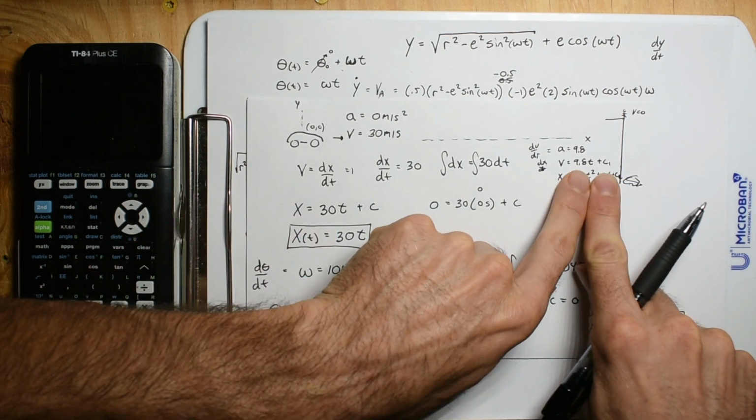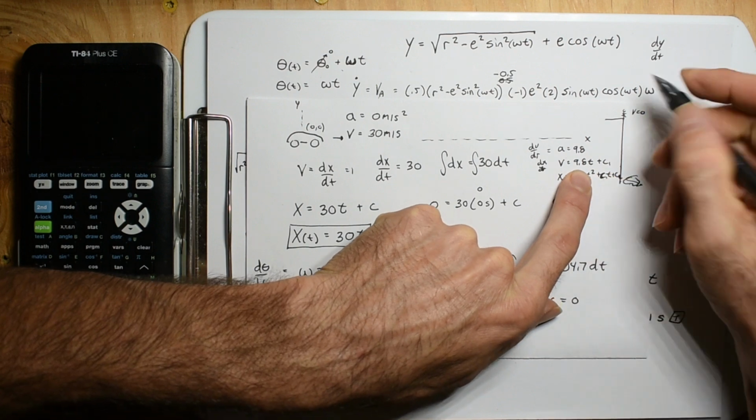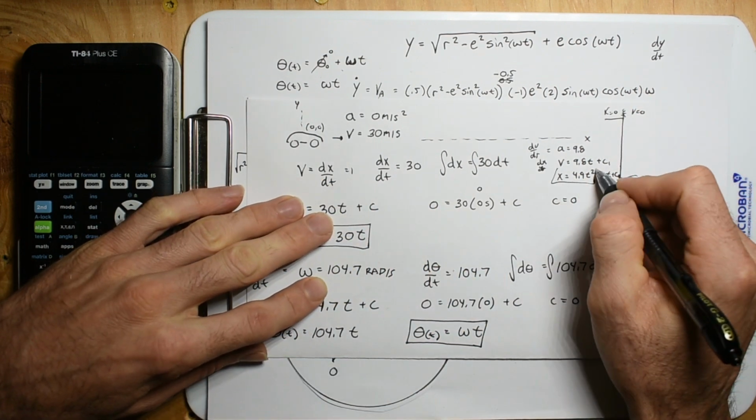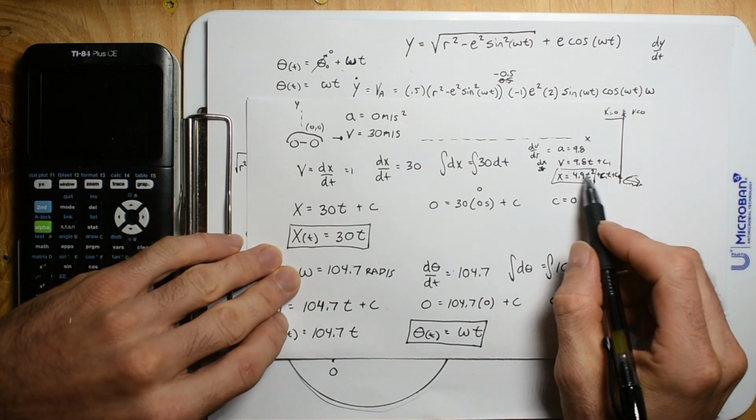And then when you throw in time equal to 0, is position 0? Sure, you can say position 0 up here. And so that's just going to be x is 4.9 t squared.